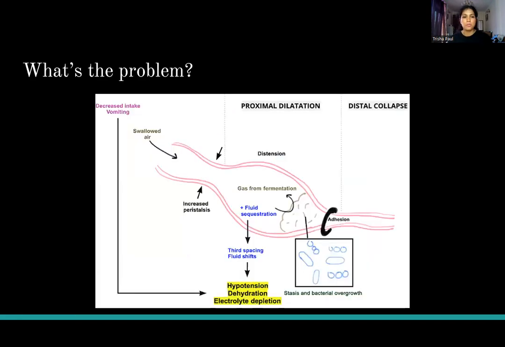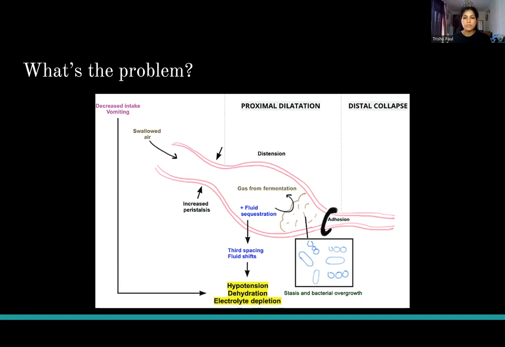So what is the problem here in small bowel obstruction? The obstruction causes the proximal portion of the bowel to dilate and the distal portion to collapse. The dilation is mainly because of buildup of partially digested food, gas, swallowed air, and intestinal secretions. This dilation stimulates peristalsis, and peristalsis is what causes the patient to vomit, causes nausea, and loose bowel movements as well.